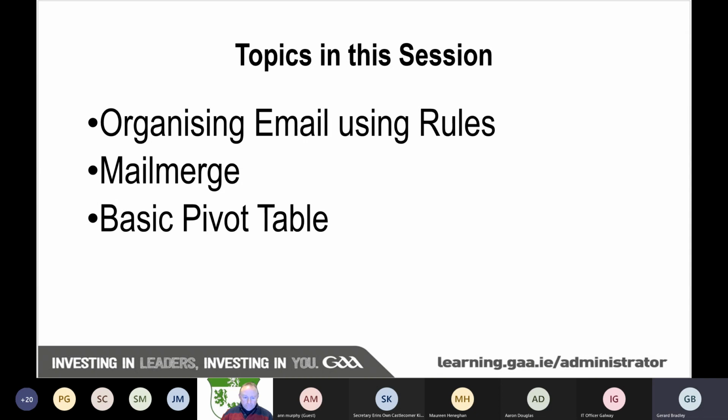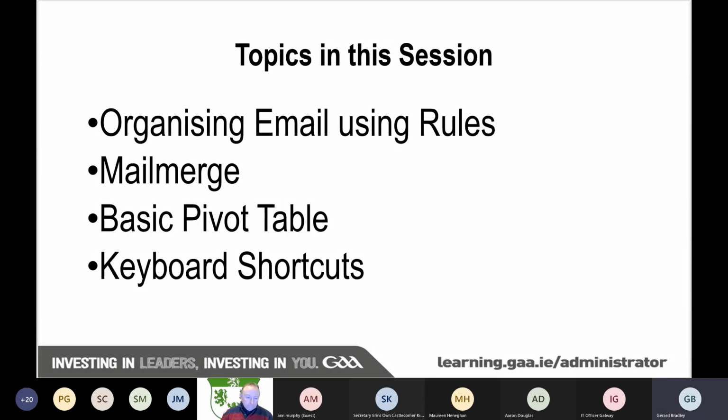Pivot tables usually frighten people, but in fact, this can reduce an immense amount of work that people do manually. So we'll just take a look at a very simple example of this. And we'll also take a look at some keyboard shortcuts. These are usually pressing two or three keys that automates the process on the computer or saves you doing multiple clicks. So we'll start off with organizing email.